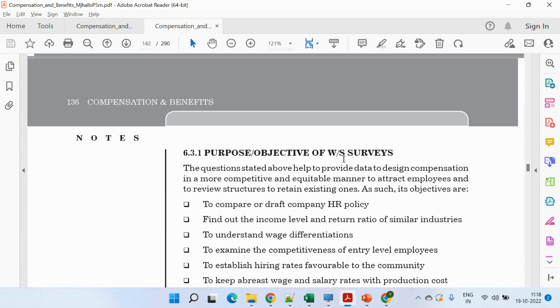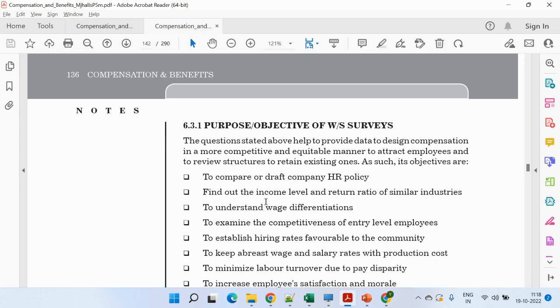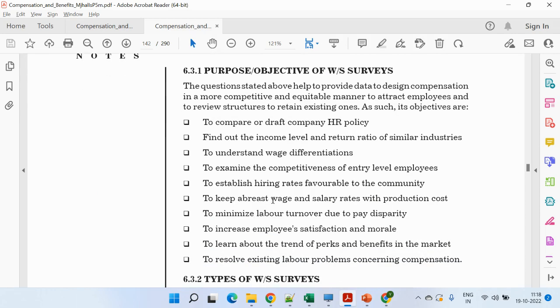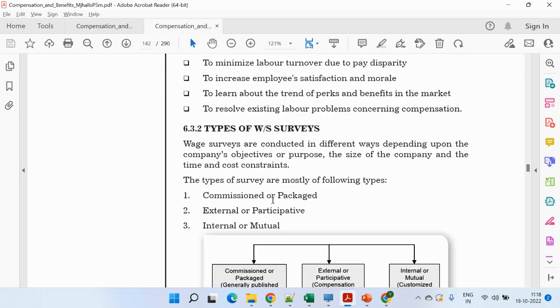Now the next part is that we need to give a brief about the objectives of this. Maybe you can skip this part, but if you think so, you can mention just 2 or 3 pointers on the importance of wage and salary surveys.